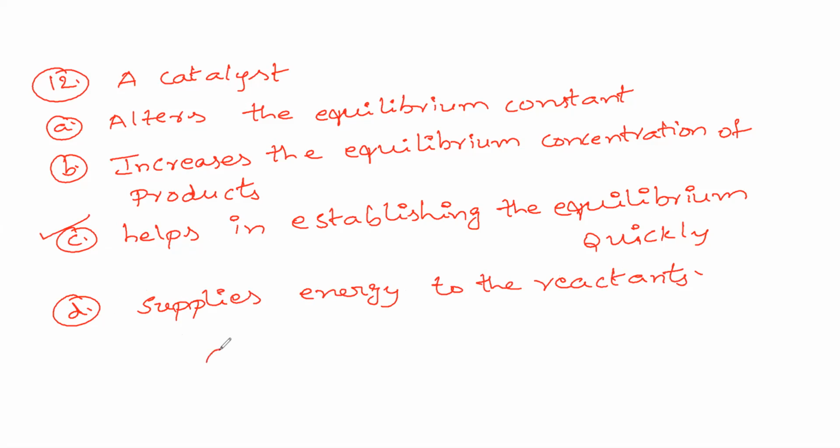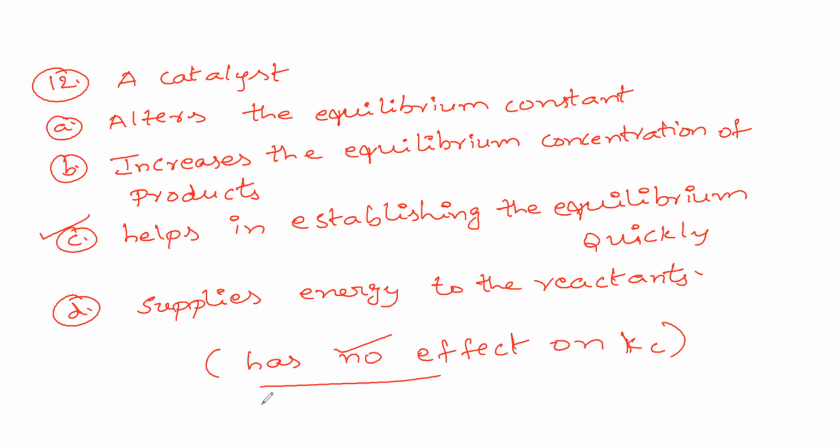Suppose they give a statement like this also: has no effect on equilibrium constant, that is Kc. This is also correct. So these two statements are correct. A catalyst has no effect on the equilibrium constant, it only helps in establishing the equilibrium quickly. So this is the answer. So question number 12 is finished.